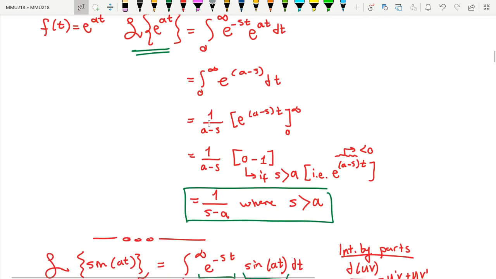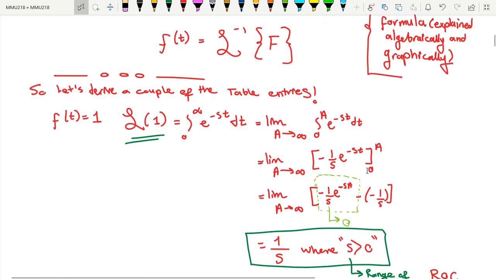So what is the integral? 1 over (a minus s) e to the (a minus s)t, from 0 to infinity. And now there's a condition here: if s is larger than a, then e to the power (a minus s) is a negative exponent, so it will converge to 0 if you meet this condition. And 0 minus 1, why 1? Because e to the 0 is 1. I think I missed that point over here.